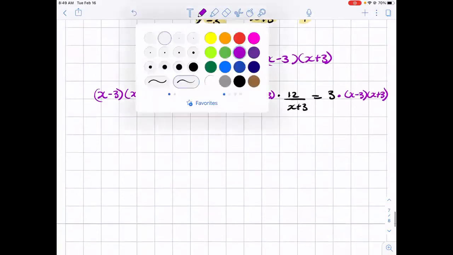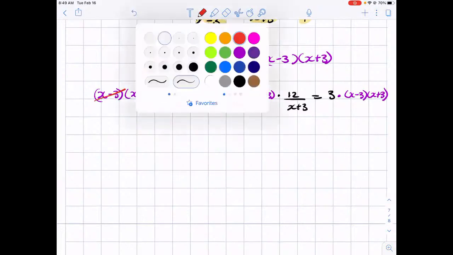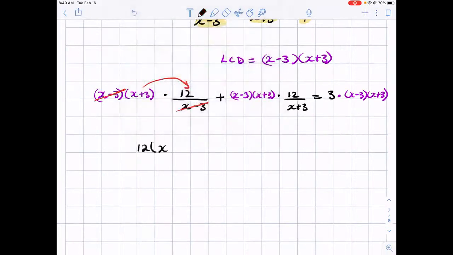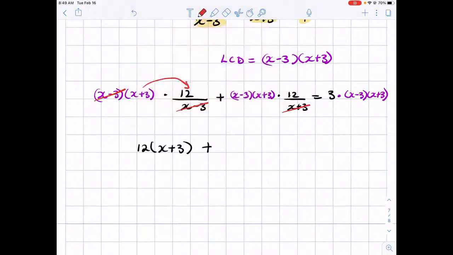So as always, the denominators will cancel. This x minus 3 will cancel with that x minus 3, leaving you with 12 times x plus 3. So we have here 12 times x plus 3 plus, as always, the denominator will cancel. X plus 3 cancels with x plus 3. So we have 12 times x minus 3.